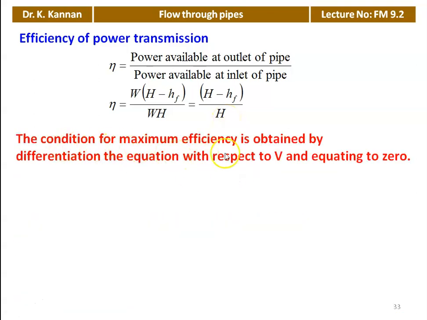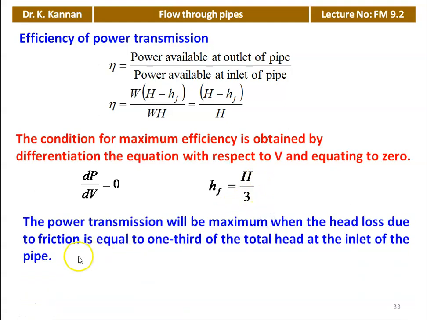The condition for maximum efficiency is obtained by differentiating the equation with respect to V and equating to 0. So dP by dV equal to 0 gives hf equal to H by 3. The power transmission will be maximum when the head loss due to friction is equal to one third of the total head at the inlet of the pipeline. So the efficiency will be maximum when hf equals H by 3, where hf is the head loss due to friction and H is the total head of water available in the tank.